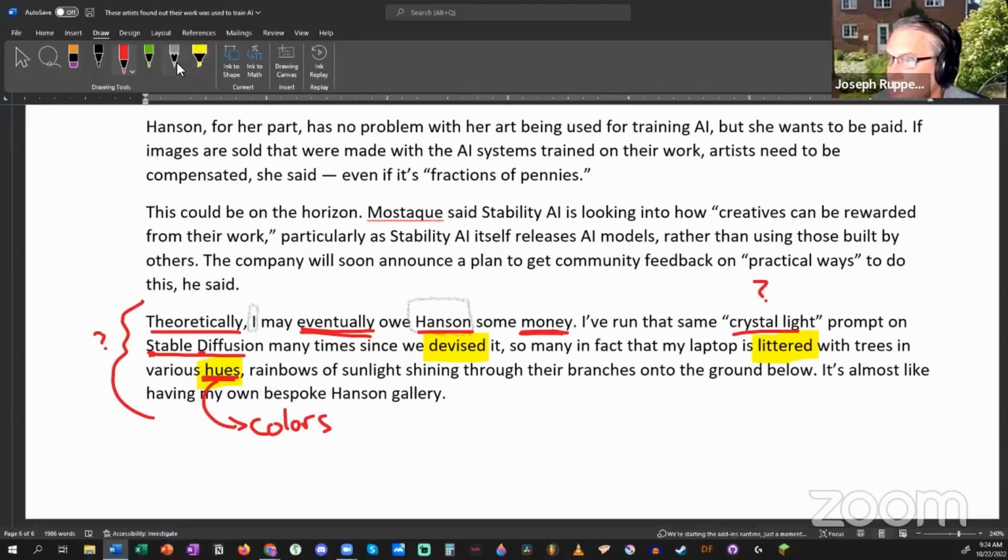So here we have a description of the artwork there. It's almost like having my own bespoke Hansen gallery. Bespoke is an interesting word and one that we should look up as well. So devised, littered, bespoke, I want to deal with those. But what do we get?